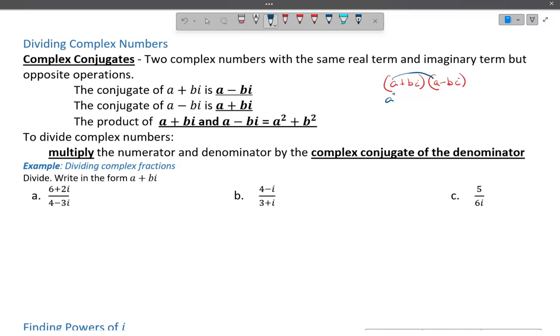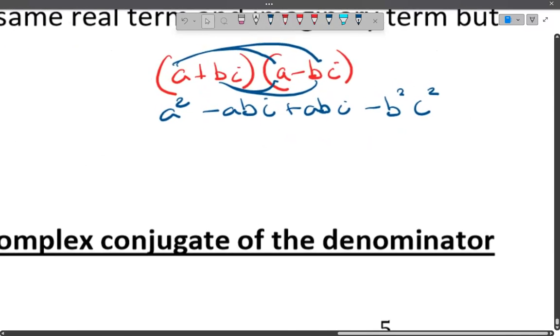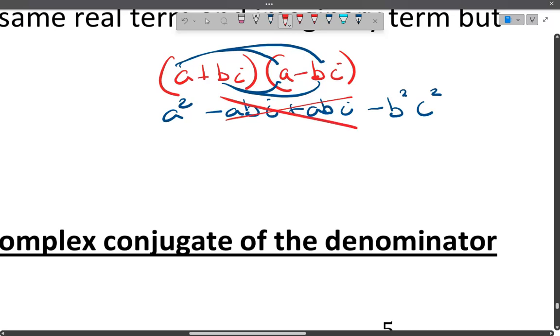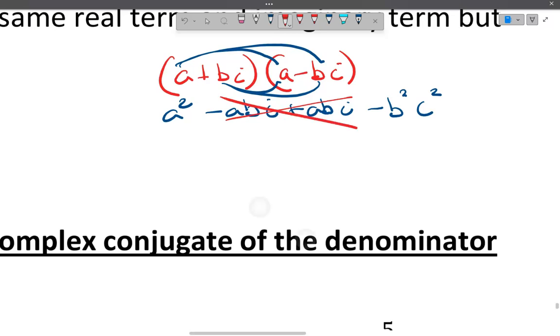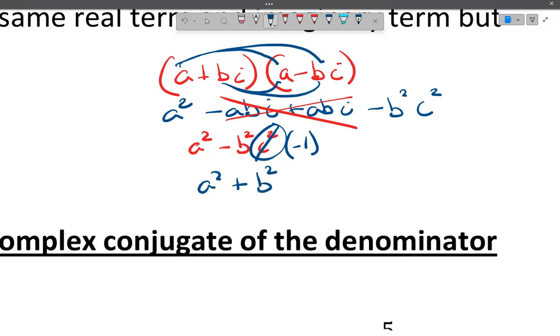So a times a gives me a squared. A times negative bi is negative abi. Bi times a is a positive abi, and then we have negative b squared i squared. What this does is it causes these middle terms to cancel out because these are the same terms but different signs, and we're left with a squared minus b squared i squared. Well, the i squared also turns into -1. So we have b squared times -1, which ends up becoming a squared plus b squared, where a and b are the real numbers within the complex numbers.